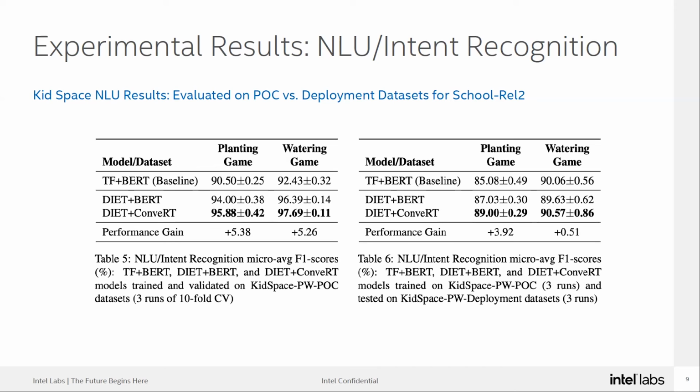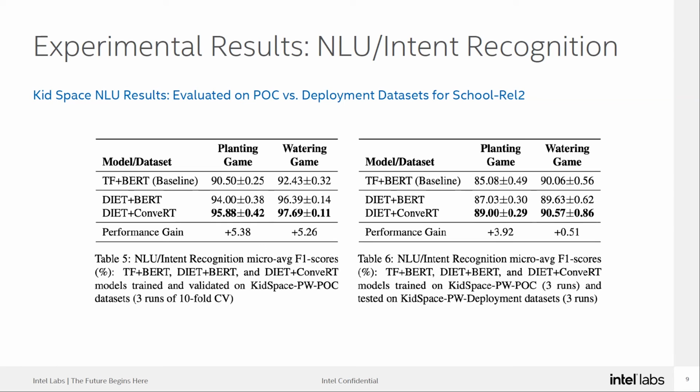So we are still operating close to 90, I would say, but it's not as we hoped for. The interesting result here is that we still see an improvement with switching from the TF BERT to DIET ConveRT for planting. The improvement is still 4%, but for the watering game, the improvement is not even significant, half a point. And as you can see, the standard deviation is also high.